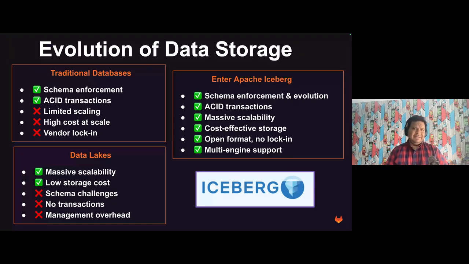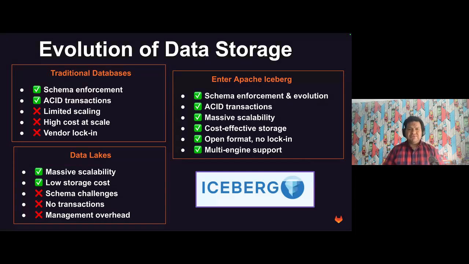And then comes Apache Iceberg, right? So it had schema enforcement. Basically, it was a mix of both traditional databases and data lakes, where it has schema enforcement and evolution. It had ACID transactions, so it supports the atomicity, consistency, isolation, and durability of the record. Massive scalability. We can scale as much as we want, but we haven't tested going above petabytes. But we can definitely go for a significant amount in petabytes.